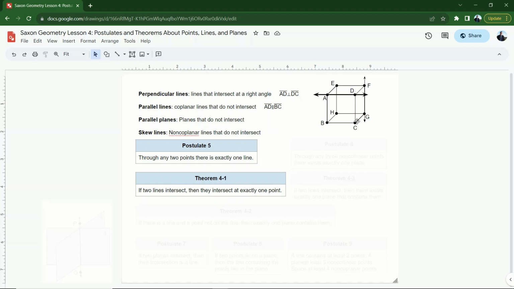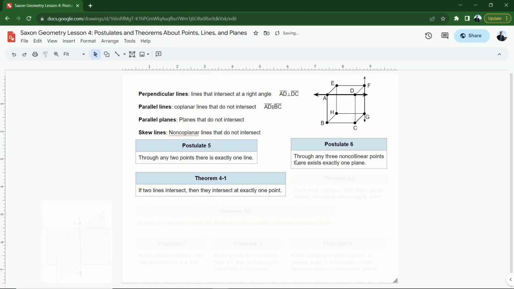Now keep in mind, we're going to prove theorem 4.1 in a future lesson. For now, we're just going to leave it as its own statement. Two lines intersect, they intersect at exactly one point. Notice it also says if there are examples of two lines that don't intersect, that wouldn't be subject to this theorem. That would be parallel lines or skew lines.